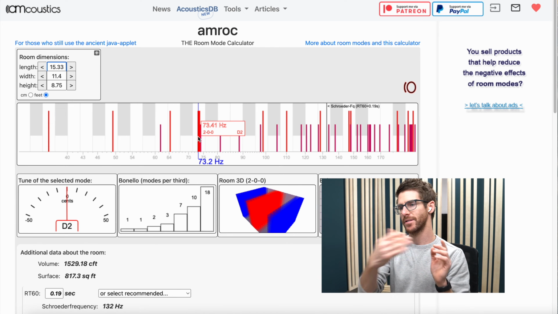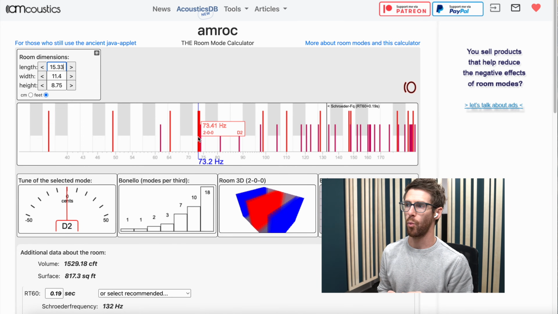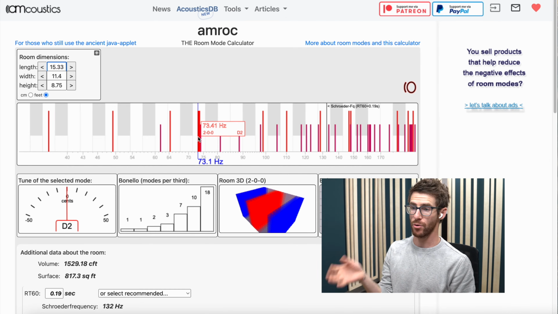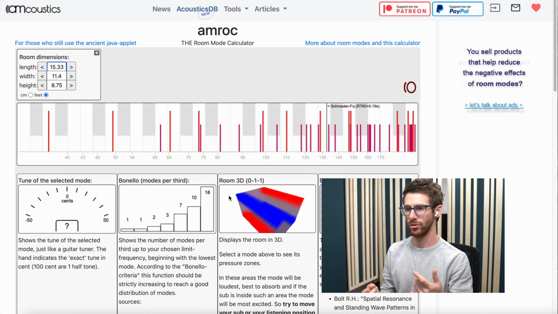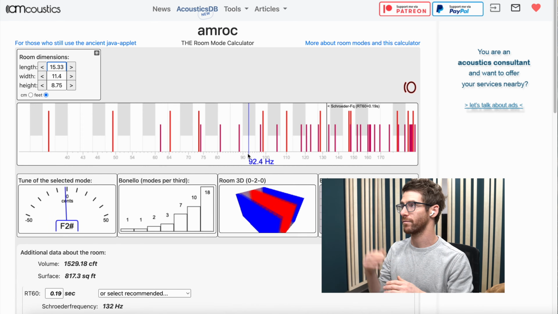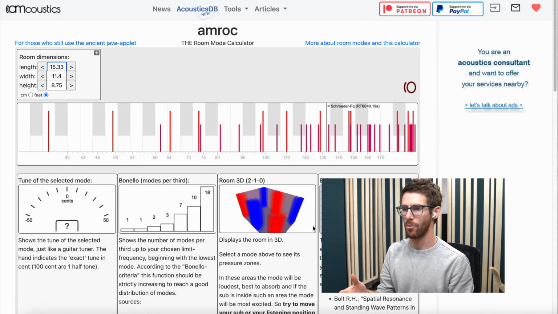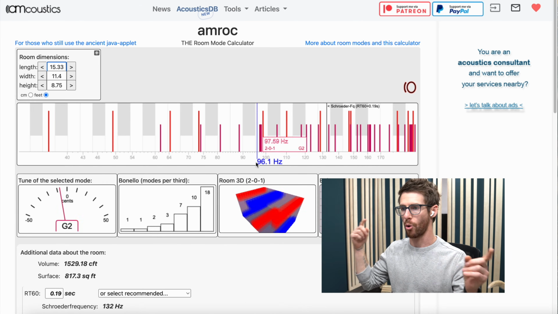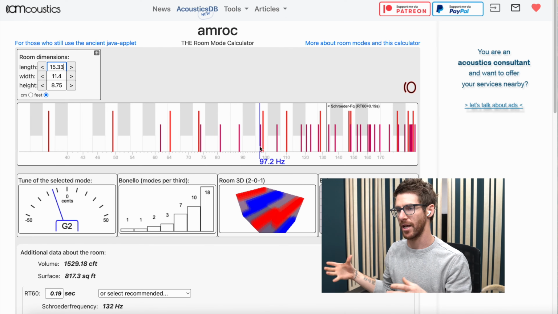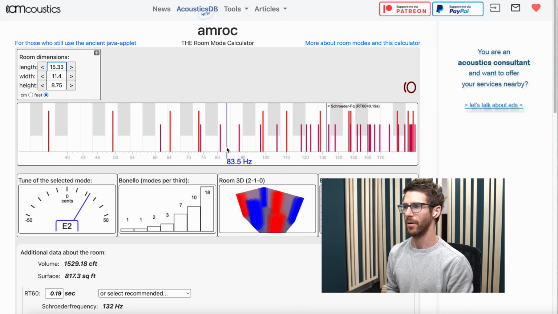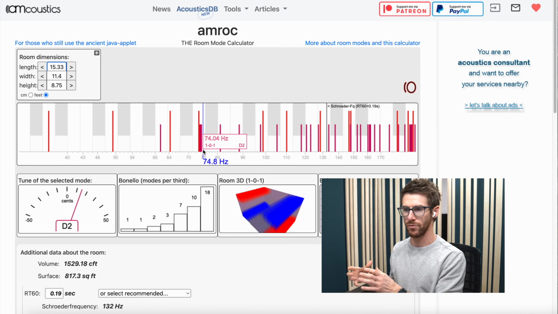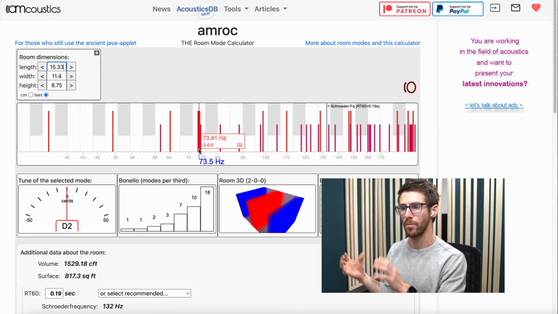One exception, or something along the lines of where they should be placed: we're talking about traps tuned to axial modes, so front to back walls in this case. One area where you would want to be more careful about placement is if you get into tangential modes, which involve 4 walls, or 2 walls plus the floor and ceiling. Then you can use a tool like AmRoc to identify which corners will have the highest pressure buildups. You can do that with measurements too, but AmRoc, the room mode calculator, is very useful because it shows you where your pressure buildups are going to be.